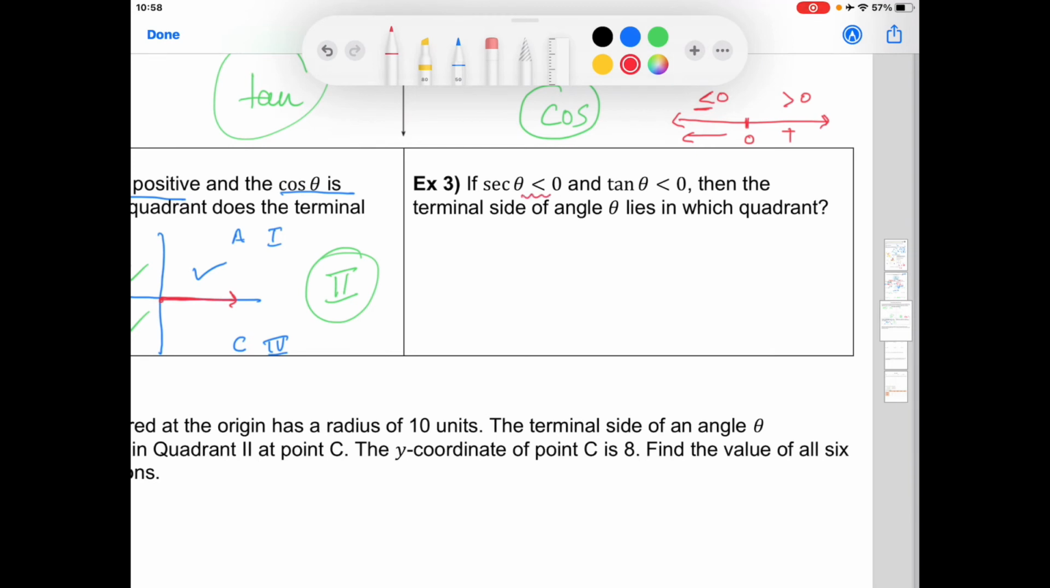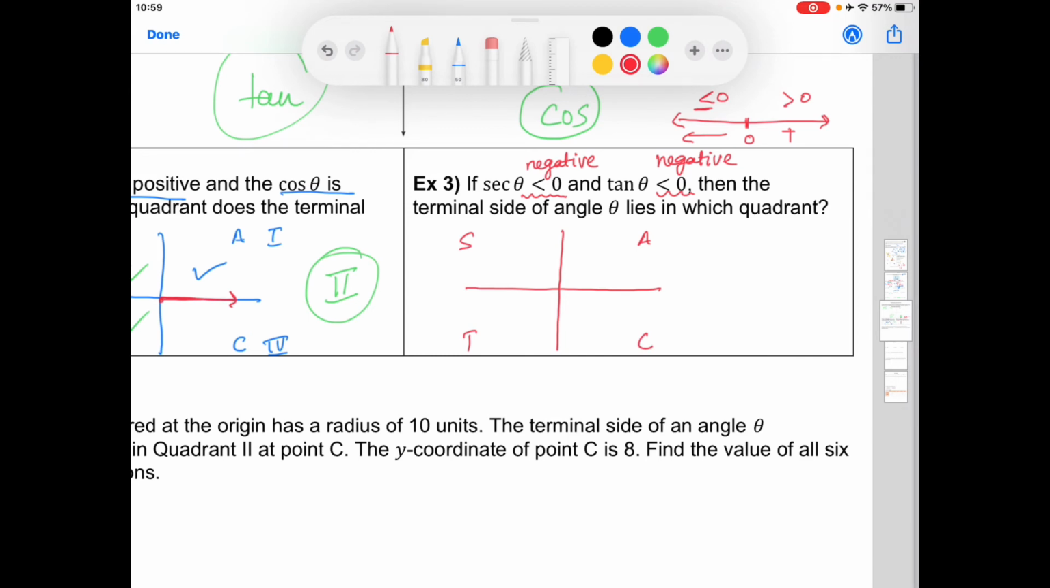So another way of saying that this is negative, we can say that secant theta is less than 0. Tangent theta is also negative. So now what do you do? Again, the same thing as we did for the last example. Sketch your axis, and you don't have to do the angles because it's not really talking much about the angles. All we need to do is write ASTC. Then based off that, we will determine what quadrant the terminal side of the angle lies.